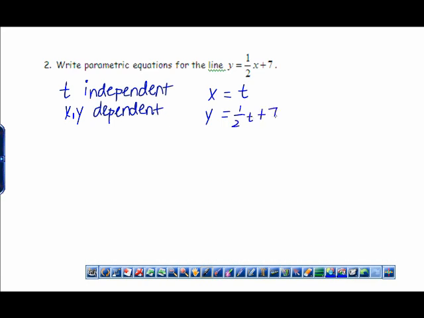Now, there are other equations we could have written. This is definitely the simplest one. And if you were to have made a table and graphed these parametric equations, the resulting line, the resultant vector, would definitely be y equals 1/2 x plus 7. So going this way is a lot easier, actually.